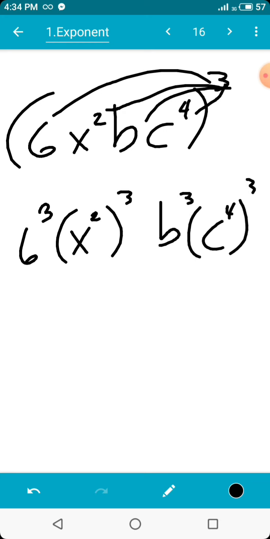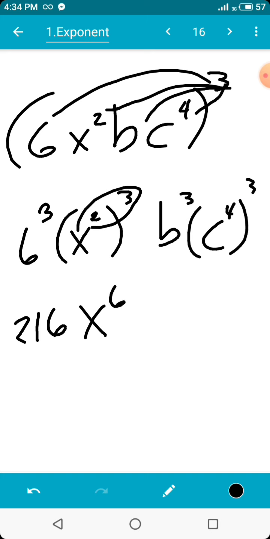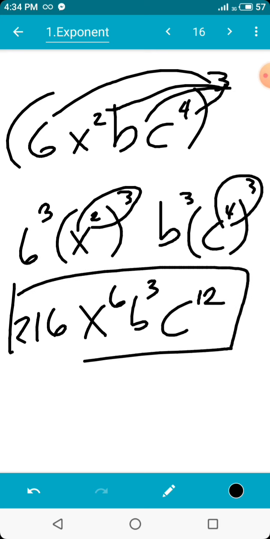Okay, so let's answer. So yung 6 cubed, ano ba sagot dito? 6 times 6, 36. 36 times 6, so 216. Okay, so 6 cubed, that is 216. And then yung x natin, so again, yung rule, multiply lang natin. So, x raised to 6. And then yung b, it will become b cubed. And then yung c, it will become c raised to 12. Okay, so this is how we simplify it using yung rule natin sa exponent.